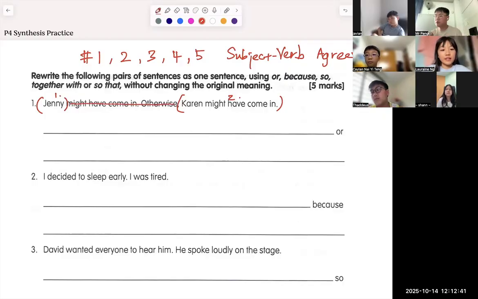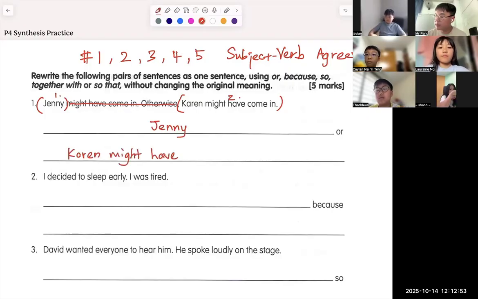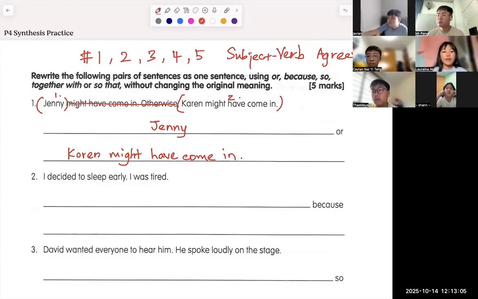So the answer, can you read it out for us, please? Jenny or Karen might have come in. Very good. Can you tell us why you cancelled away all the words that you did? It is because behind Karen, I already put might have come in. So I will cancel might have come in behind Jenny.